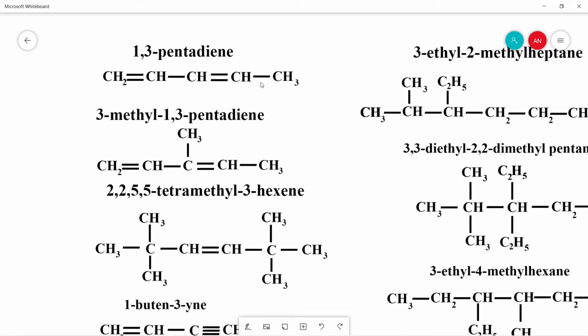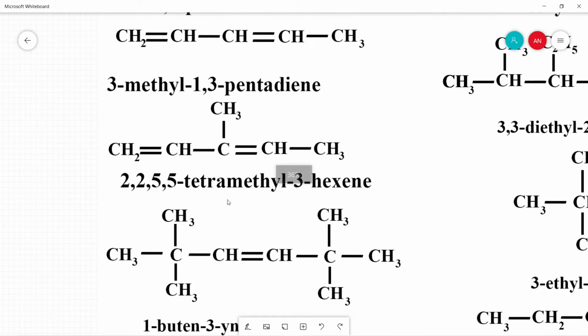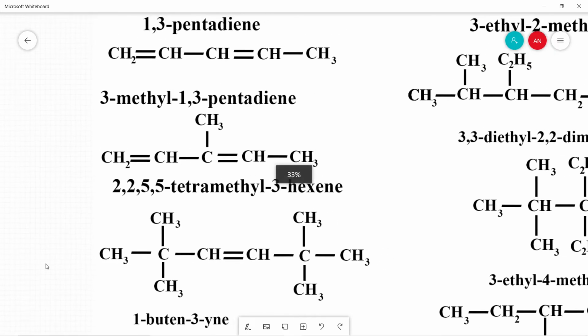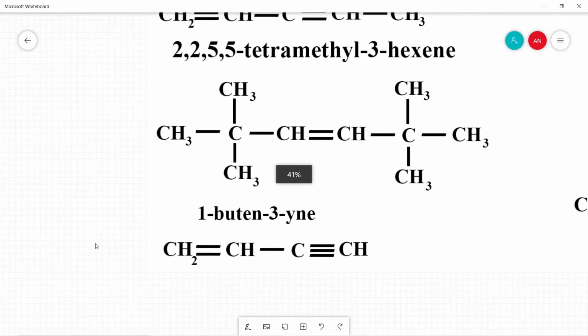So this structure is very simple, 1,3-pentadiene, I have just assigned the hydrogens, nothing very complex. Moving towards the next one, 3-methyl-1,3-pentadiene, there is a methyl radical on the third carbon and 2 double bonds on the first and third carbon, right? After that 2,2,5,5-tetramethyl-3-hexene, so there are 2 methyl radicals on the second carbon and 2 methyl radicals on the fifth carbon, and there is a double bond between the third and fourth carbon, so 3-hexene, right? 2,2,5,5-tetramethyl-3-hexene.